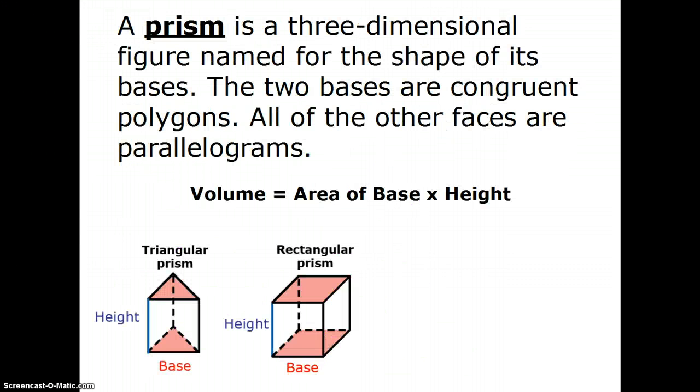All right, next thing we're going to do is a prism. A prism is a three-dimensional figure named for the shape of its bases. Once again, the two bases are congruent polygons and all the other faces are parallelograms. So similarly, the volume of a prism is the area of the base times the height. The only thing different here is the base is sometimes going to be a triangle, sometimes a parallelogram or a square. So you need to pay attention to that area of the base part.